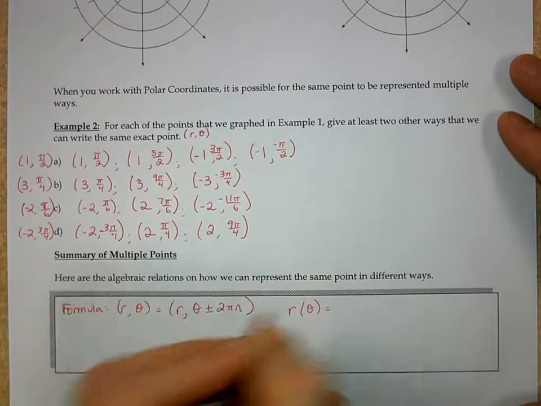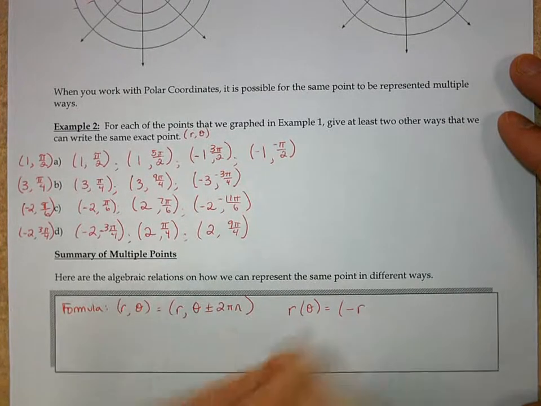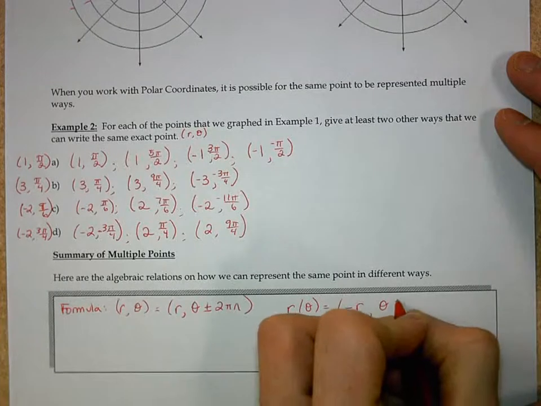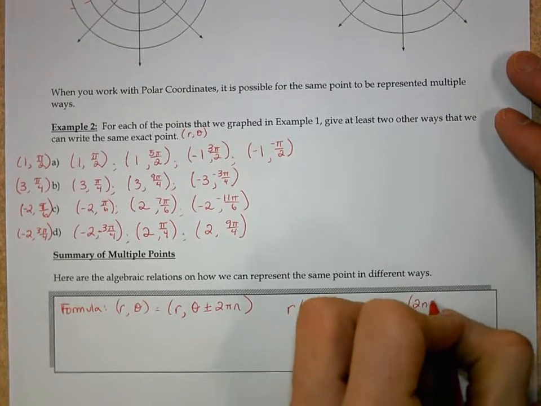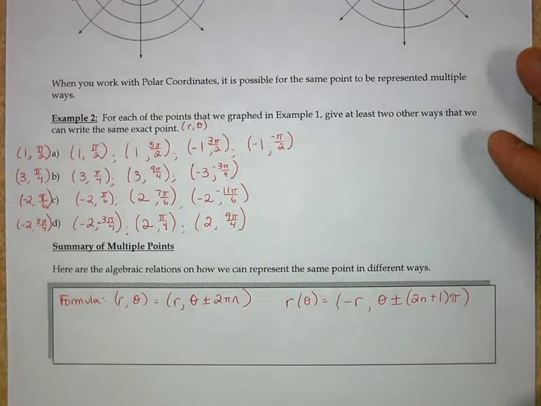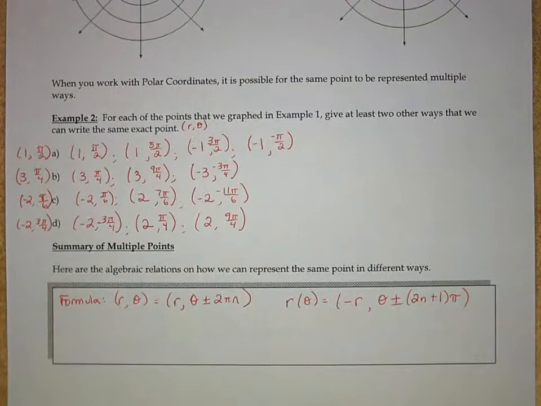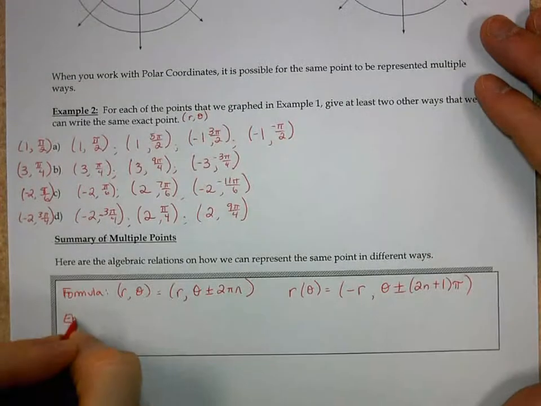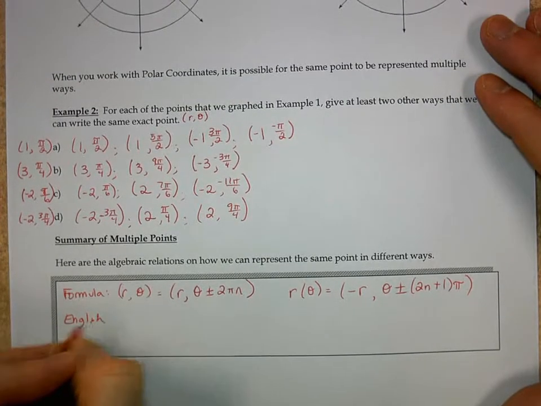The other way we could look at it is look at it from changing the direction we go. And if we do that, there's our formula that we end up with. Theta plus or minus 2n plus 1 pi. Now you might look at that and say, what is that saying? Well, let's look at this in plain English.